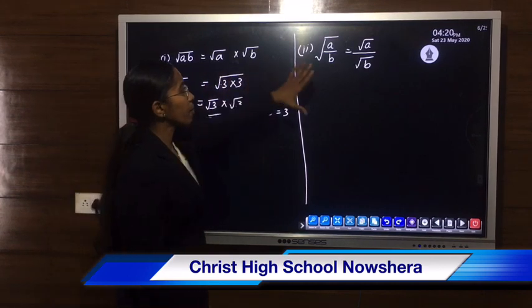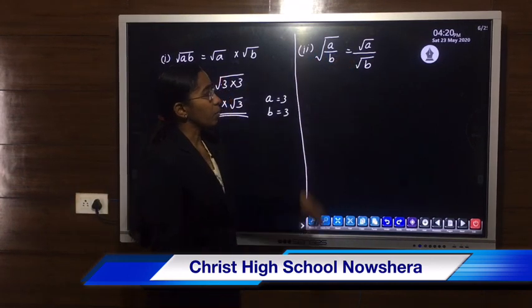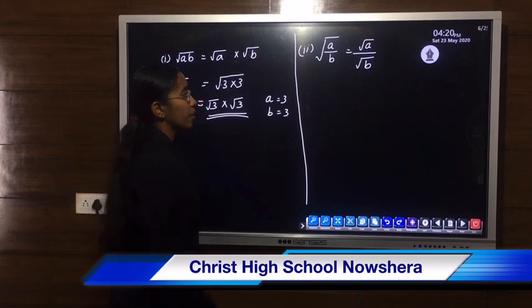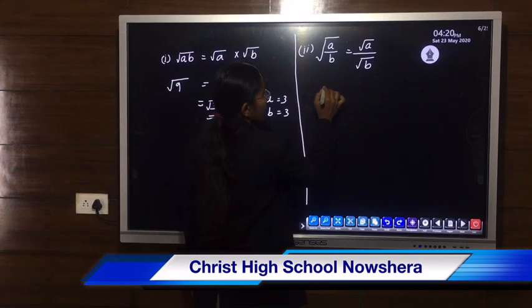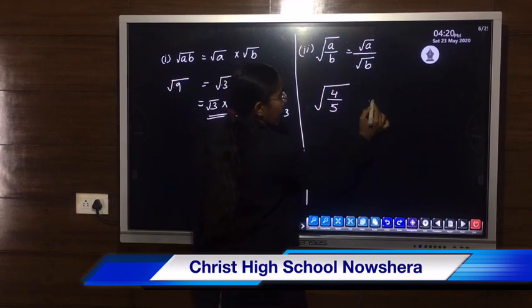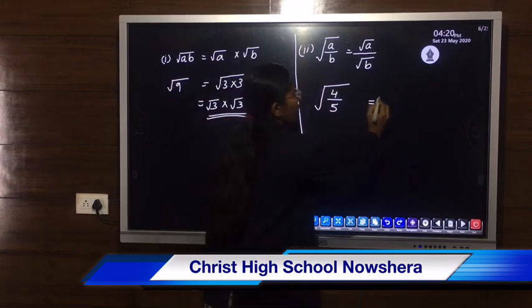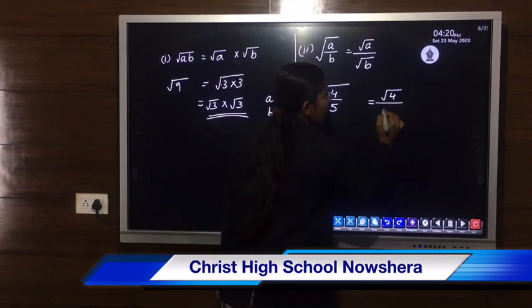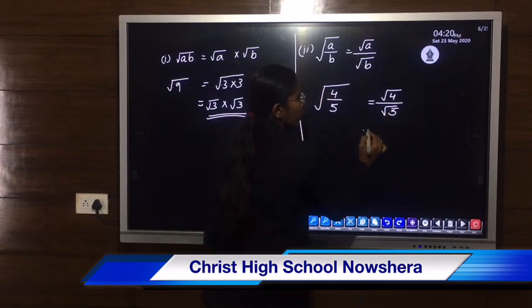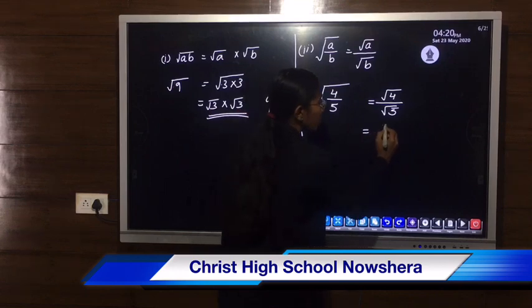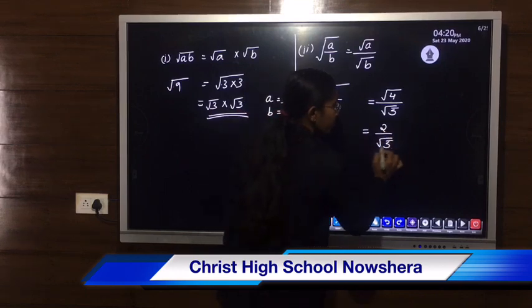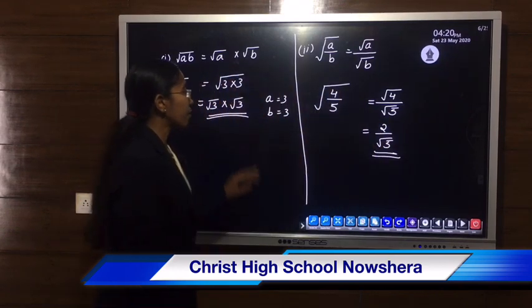The same way, root of a by b equal to root a divided by root b. Suppose I am writing square root of 4 by 5. Then I can split this value like this, root 4 divided by root 5. Then what is the value of root 4? That is 2. 2 divided by root 5. This is our second equation.